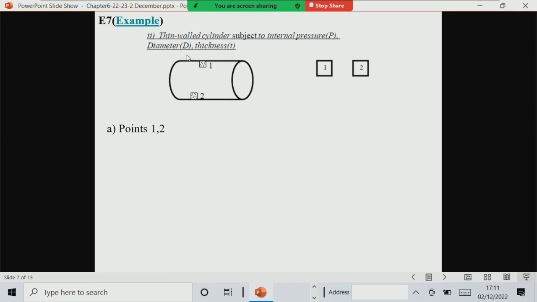So the thickness is T, the mean diameter is D, the pressure is P. So the stress in the axial direction is PD over 4T, in the circumferential direction is PD over 2T. Now I use X and Y as the local coordinates for elements 1 and 2. Z is along the axis and theta is in the circumferential direction. So it means, as I showed you on Monday, X is in the same direction as Z, and Y for each element is in the same direction as theta, the circumferential direction. Now once I've got these, I can just use the constitutive equations.